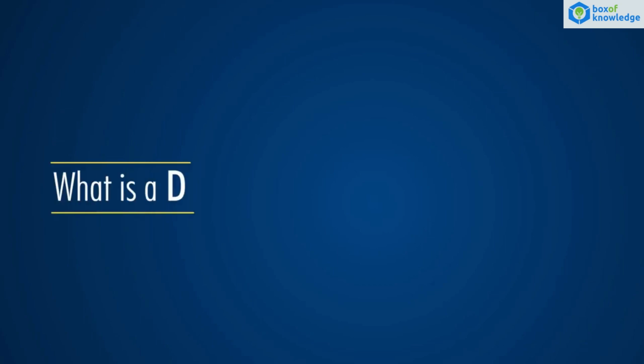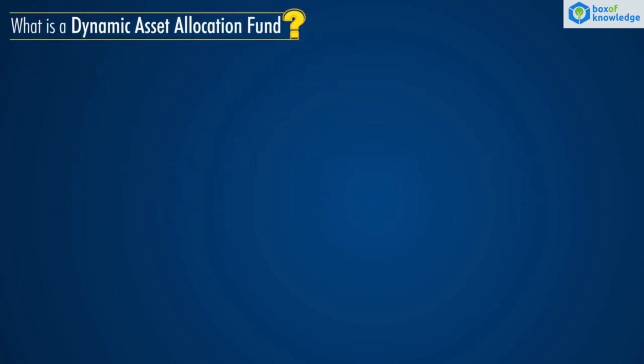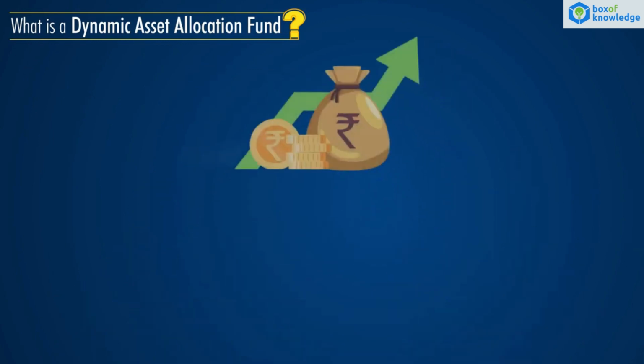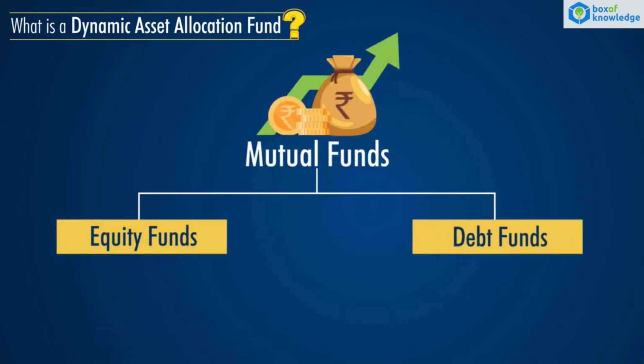Hi, in this video, we will understand what a dynamic asset allocation fund is. A dynamic allocation fund is a type of hybrid fund. We know that mutual funds are mainly of two types, equity and debt funds.